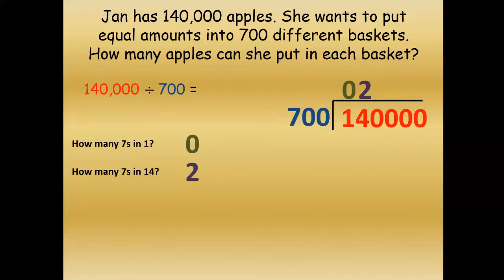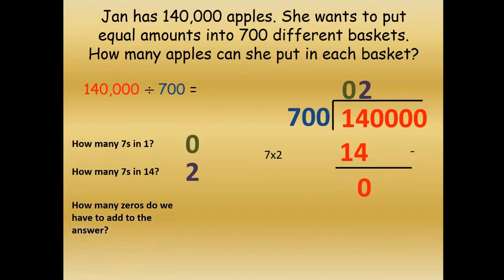So now we have to do what is 7 times 2? So 7 times 2 is, we just did this together, 14. 14 minus 14 is equal to 0. All right, then we have to look at the zeros. Now is when the zeros come into play. So how many zeros do we have to add to the answer?